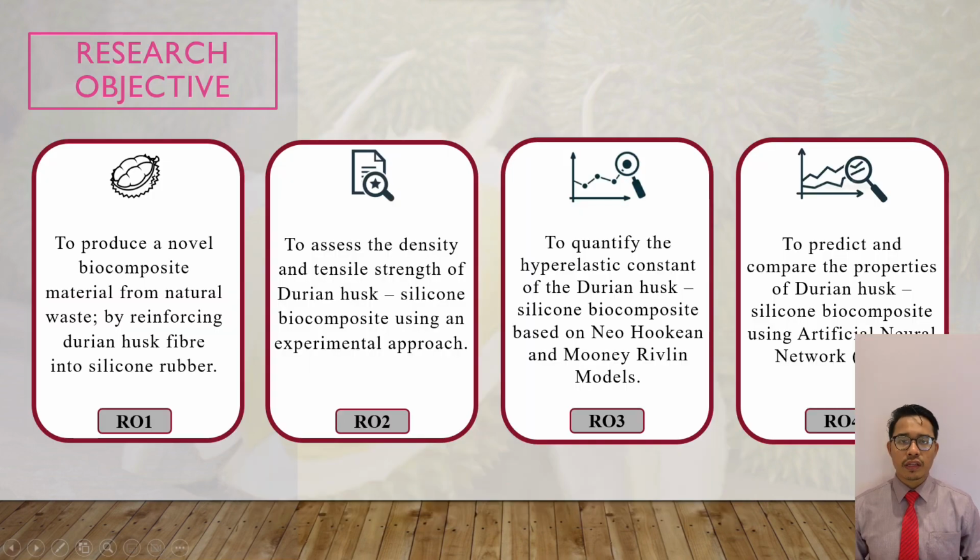There are 4 research objectives in this final year project that will be achieved. The first one is to produce a novel biocomposite material from natural waste by reinforcing durian husk fiber into silicone rubber. The second is to assess the density and tensile strength of durian husk silicone biocomposite using an experimental approach. The third is to quantify the hyperelastic constants of the durian husk silicone biocomposite based on Neo-Hookean and Mooney-Rivlin models. And the last research objective is to predict and compare the properties of durian husk silicone biocomposite using an artificial neural network, also known as ANN.